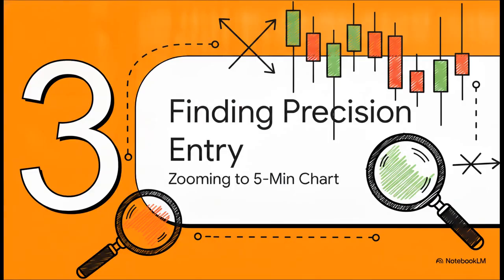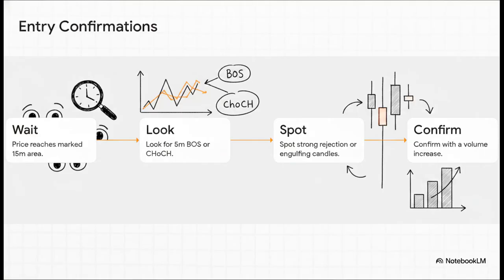Section 3. Finding your precision entry. Zooming in to the 5-minute chart. Now, this is where the narrative energy completely shifts. We've mapped our terrain, right? Now we zoom down into the 5-minute chart and we hunt. This is the exact moment where you must exercise extreme patience.